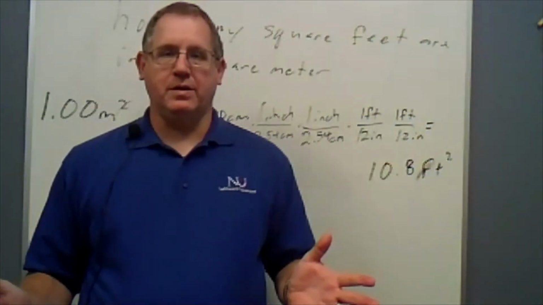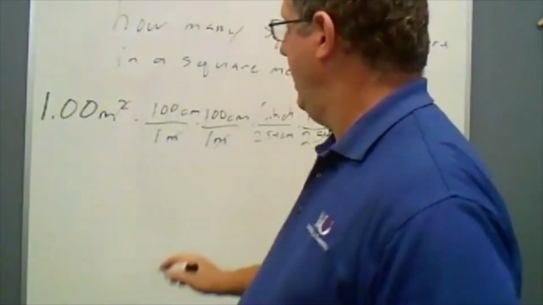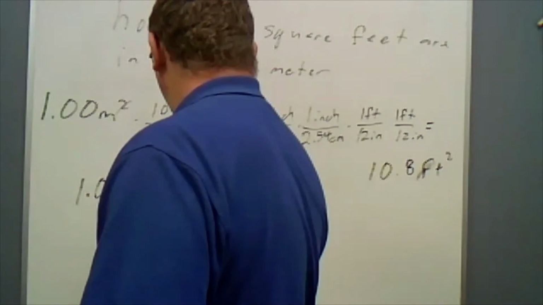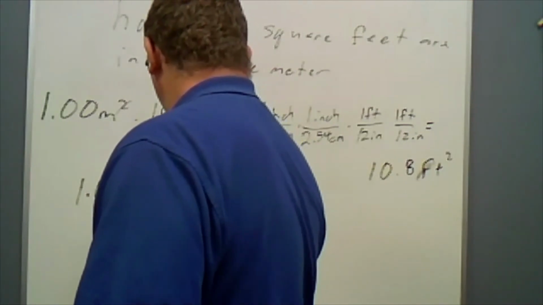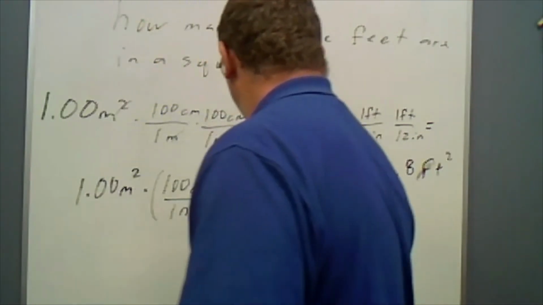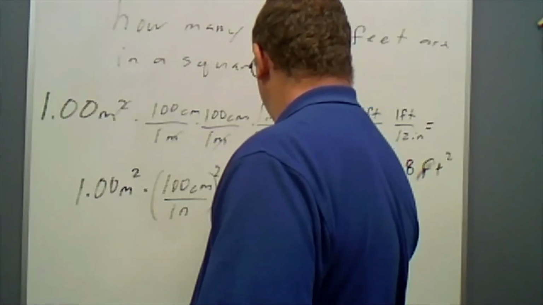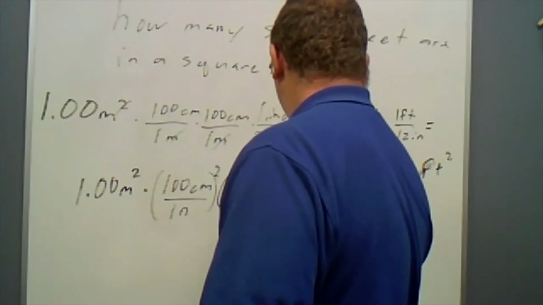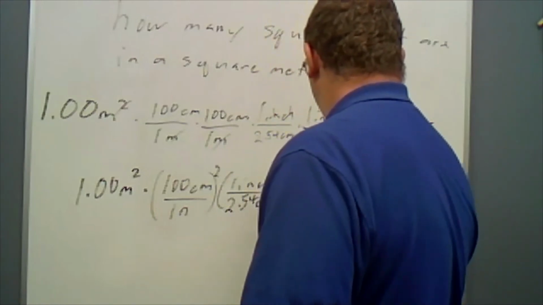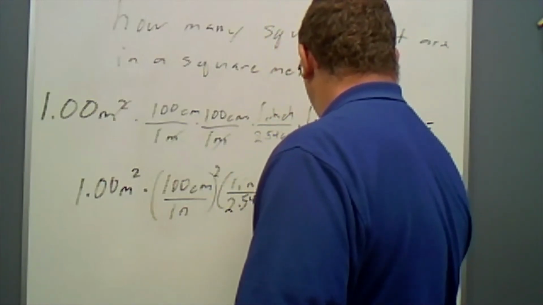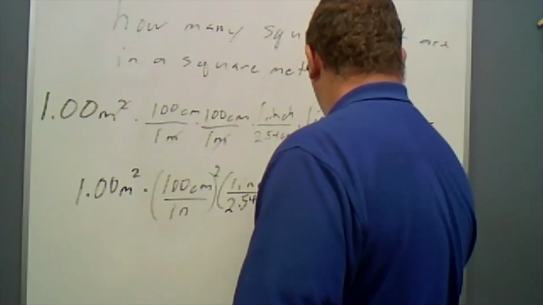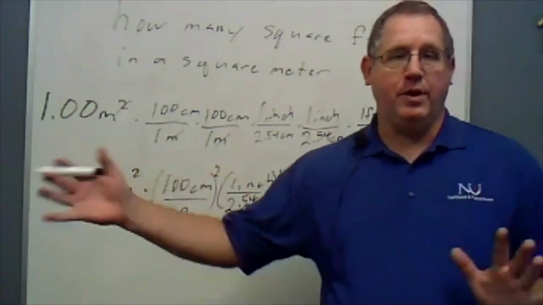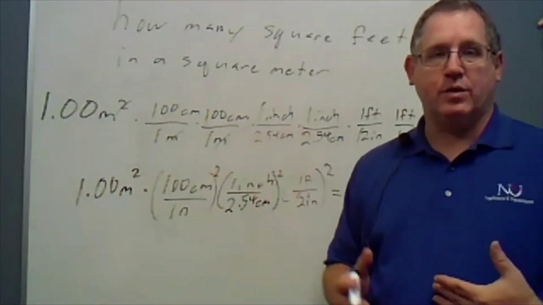Now that works out fairly simply. I could write it out differently. I could write out 1.00 meters squared times 100 centimeters per inch and square that, and 1 inch square that, and 1 foot is 12 inches. And square that, and I will get the same thing. I just need to know that I can put it in my calculator correctly and get the correct answer.